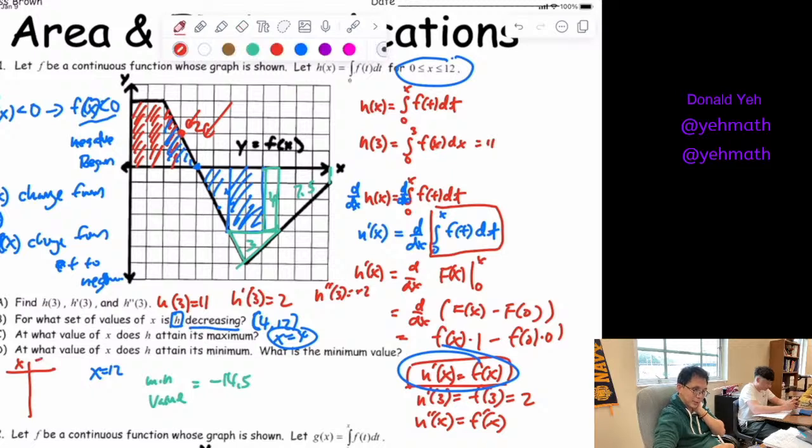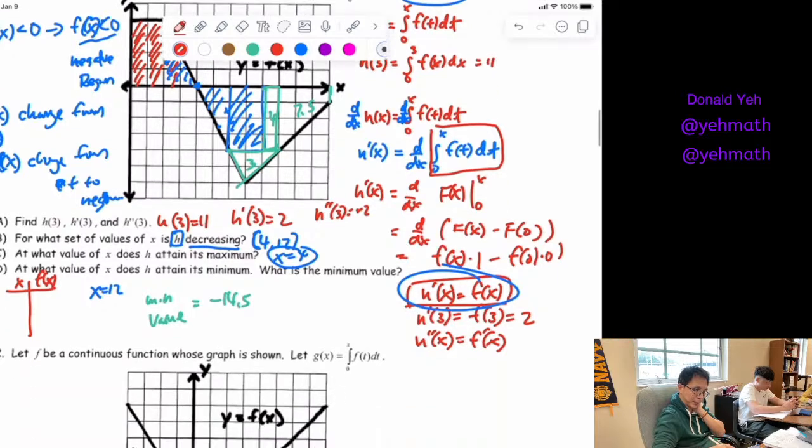So you're always going to plug in the endpoints and critical point. The endpoints are 0 and 12. The critical point is 4. So at 0, I'm going to get 0 area. At 4, I'm going to get 12. At 12, I'm going to get negative 14.5.